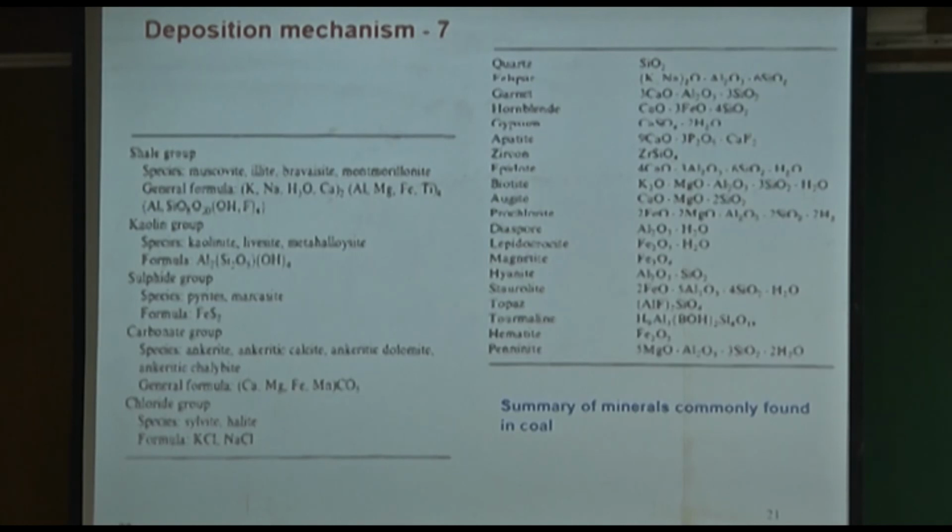So this is a summary of minerals commonly found in coals. I have just photographed it from Raask's book, and that's why it's a very hazy scan. I should have given the reference. It's a book by Raask in the early 80s. So these are some of the compounds identified through X-ray diffraction, present in the coal as minerals. So these are minerals actually.